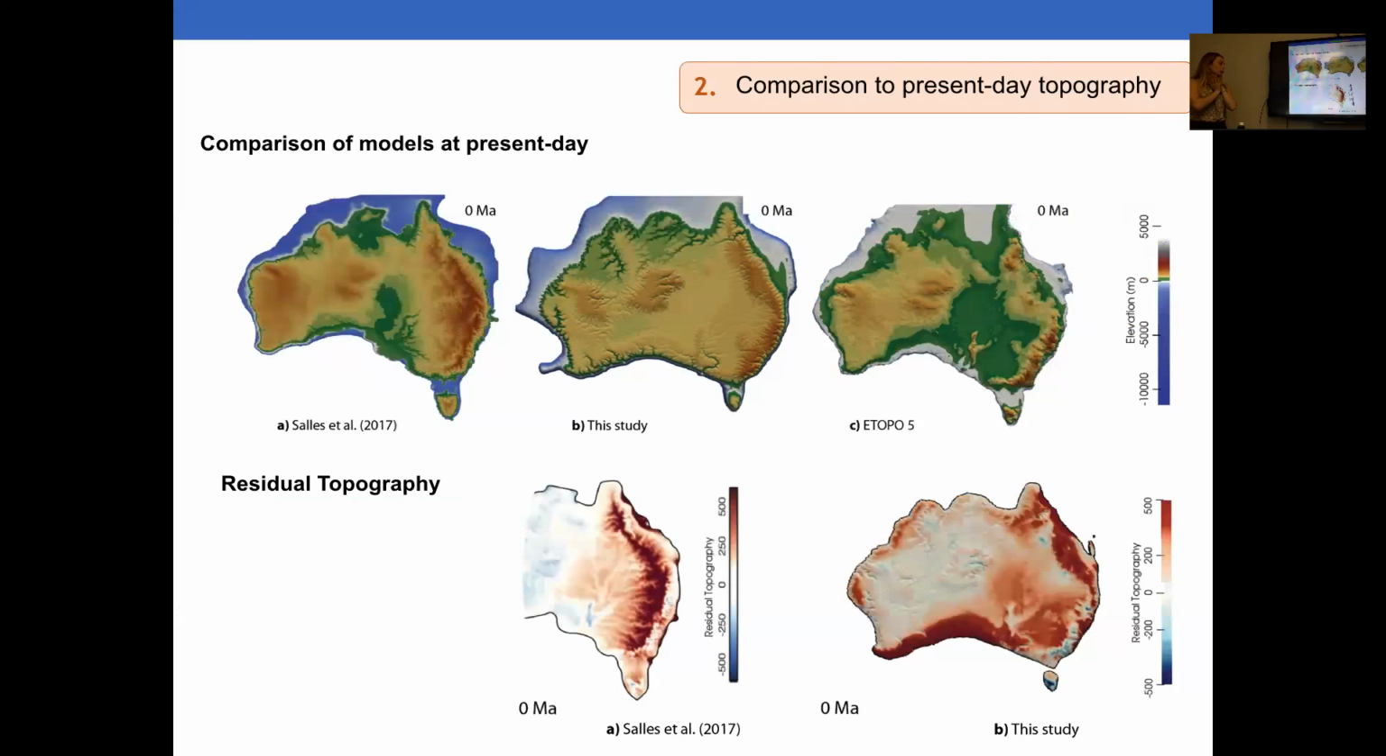Now, we also wanted to improve the prediction of Western Australian topography. This was something that was not really addressed in the South study, and accordingly, they underestimated the topography a bit.